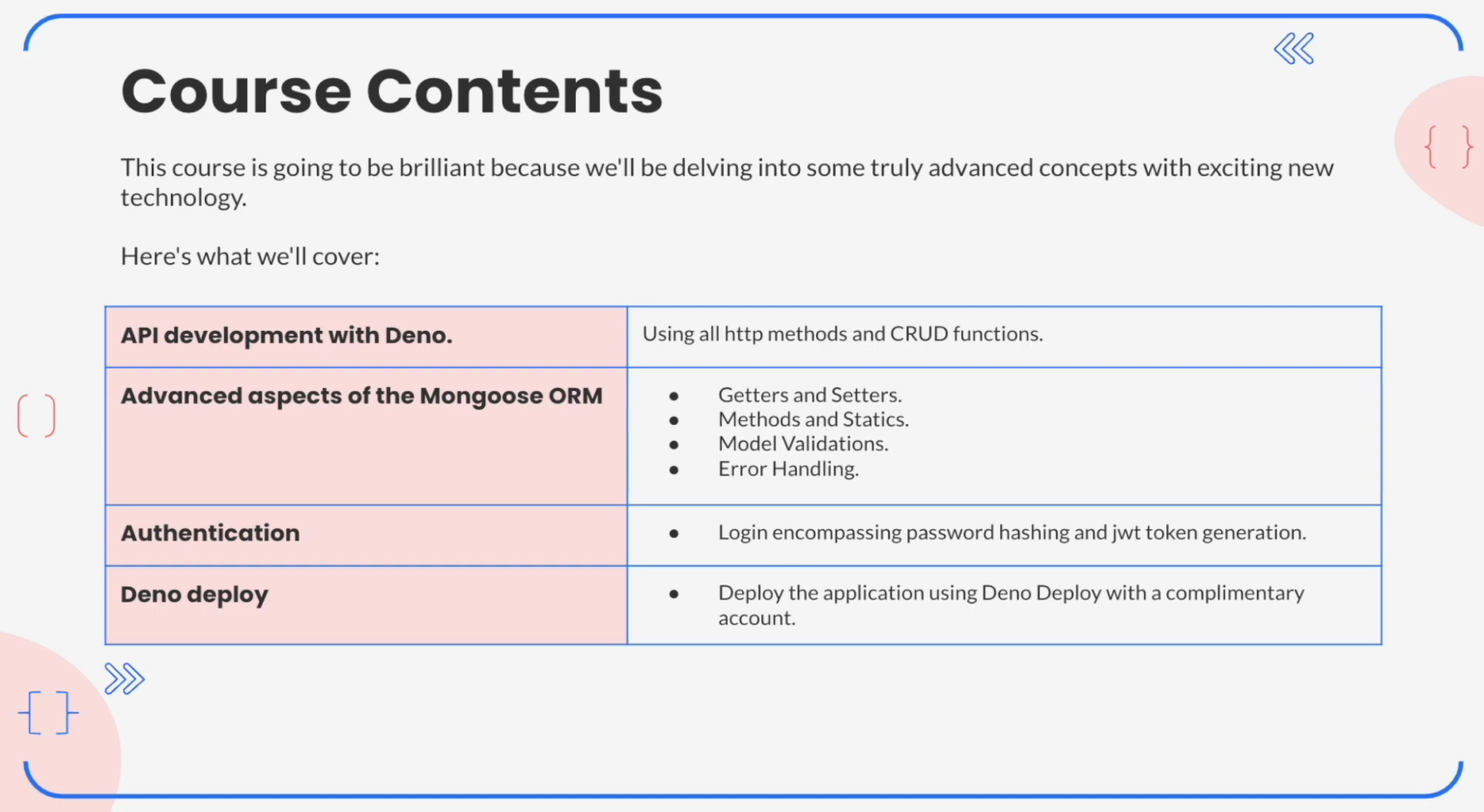This course is going to be brilliant because we'll be delving into some truly advanced concepts with exciting new technologies. Here's what we'll cover: comprehensive API development with Deno, advanced concepts of Mongoose ORM, including methods and statics, getters and setters, model validations, and error handling, login encompassing password hashing and JWT token generation. And finally, we'll deploy the application using Deno Deploy with a free account.